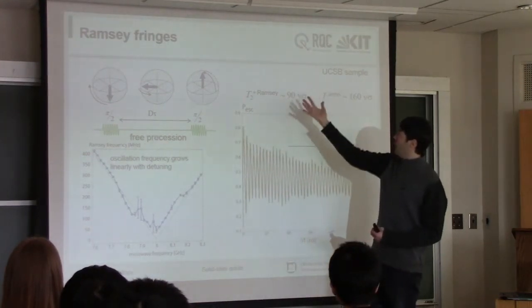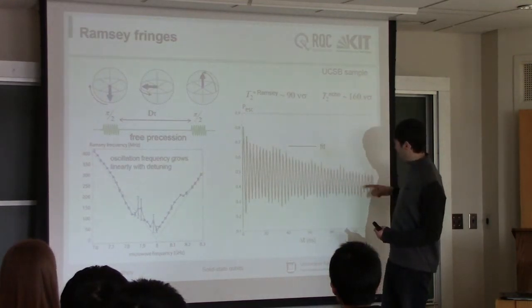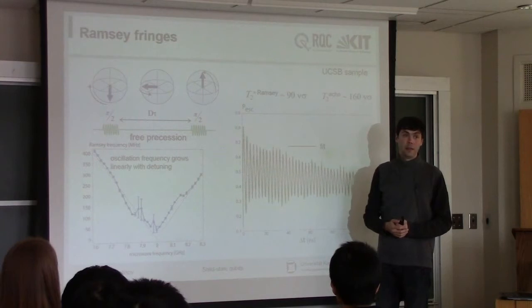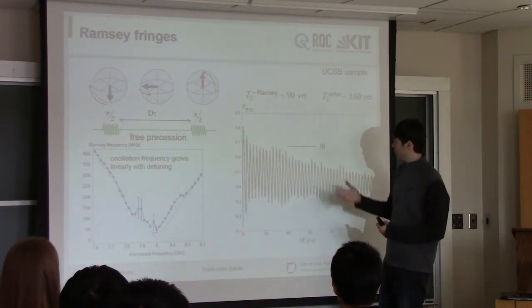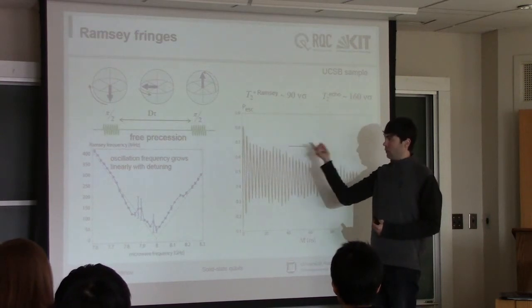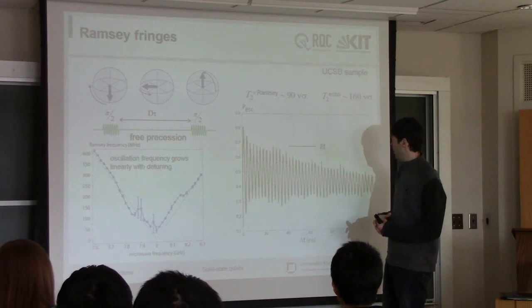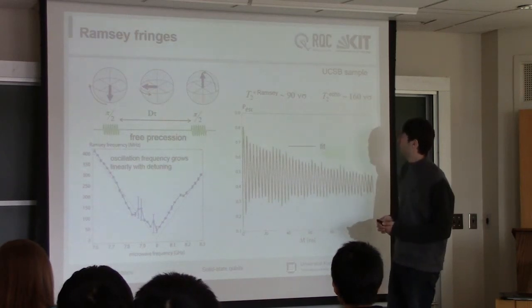So for this phase qubit, you can observe many, many oscillations of free precession of this quantum state. So this tells you that you can observe, resolve many free evolutions of this quantum system before decoherence takes over.